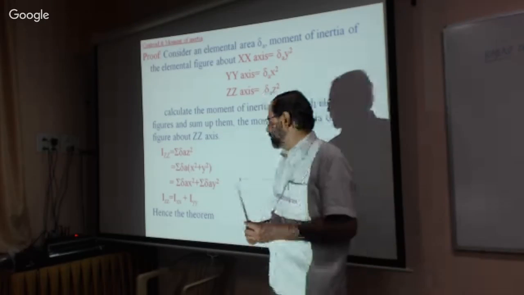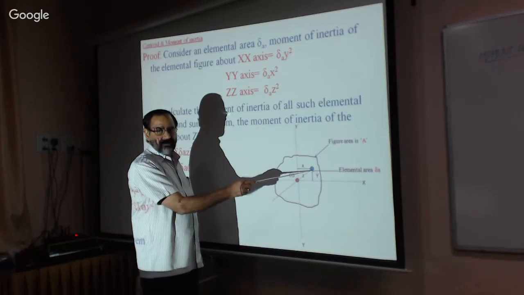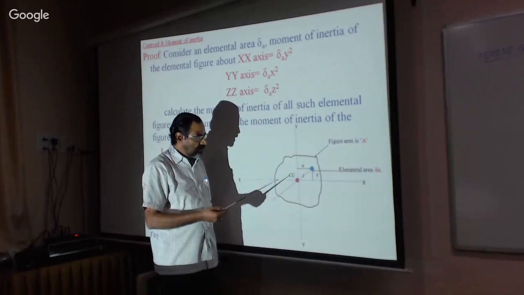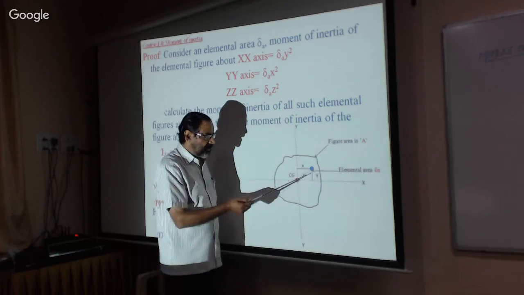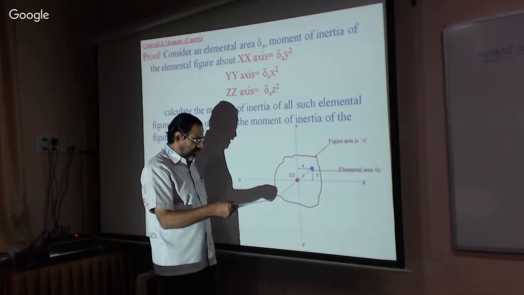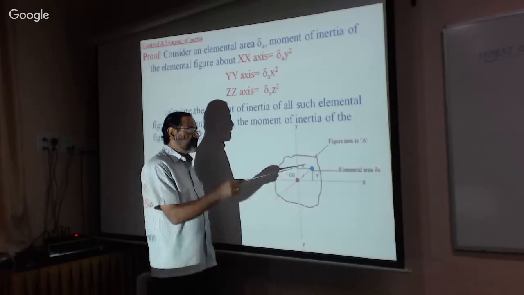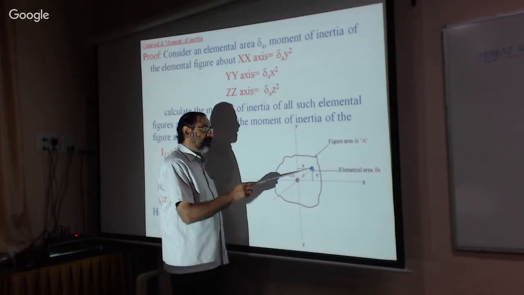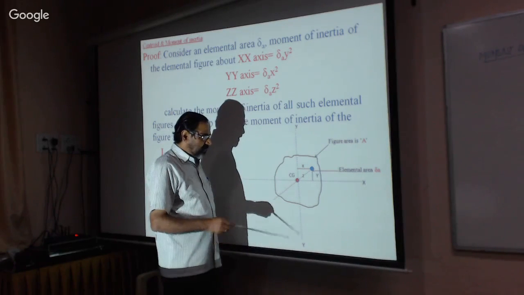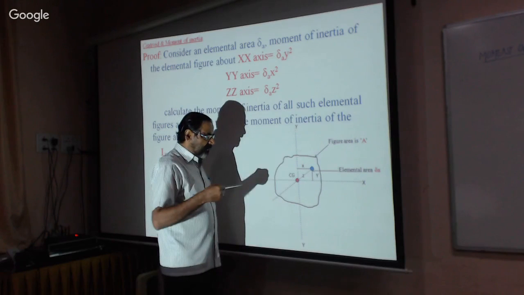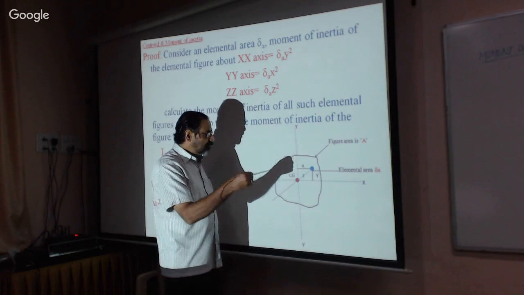Now consider an elemental strip. The whole figure has area A, and delta A is the small elemental area. We have considered this elemental area lying at a distance x from the y axis, y from the x axis and z from the z axis. This is the given figure area.